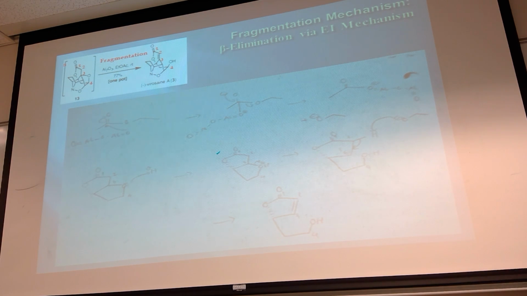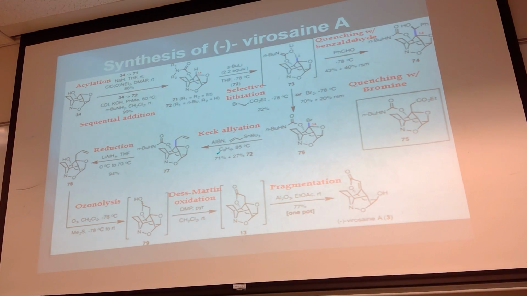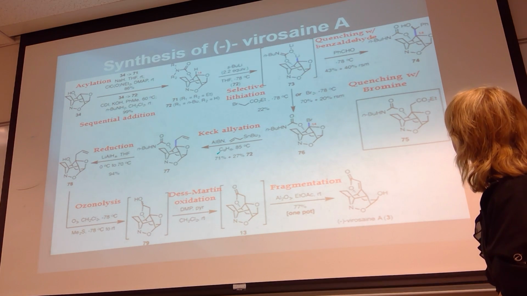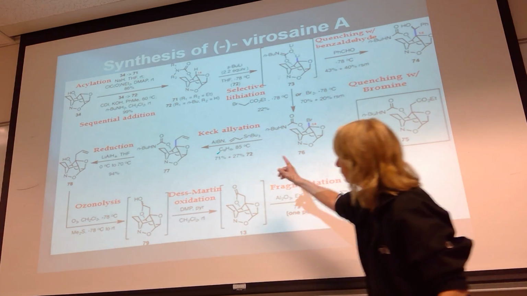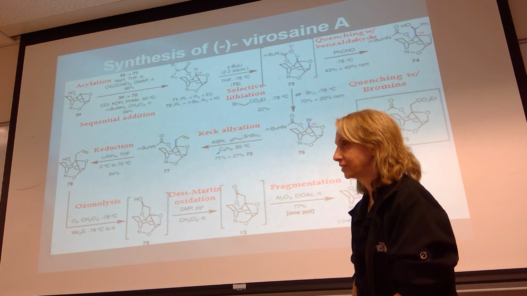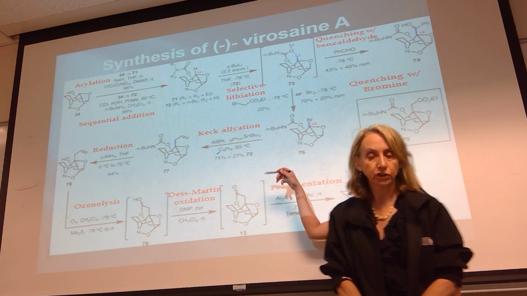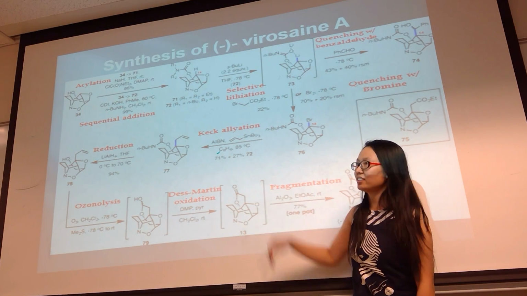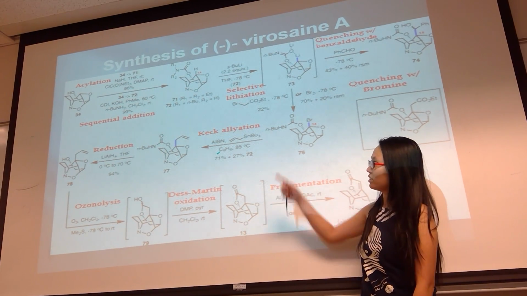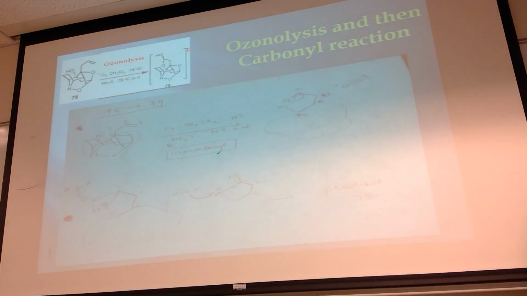Any questions? Can you go to the slide with the overall scheme of these? Yes. So would you have labeled it the Keck allylation? Is that what they named it, or is that what they called it in the paper? Isn't that also a Stille coupling? No, it's not. Oh, sorry, it's 76. It's different. It's a radical. Yes, I can show you the mechanism.